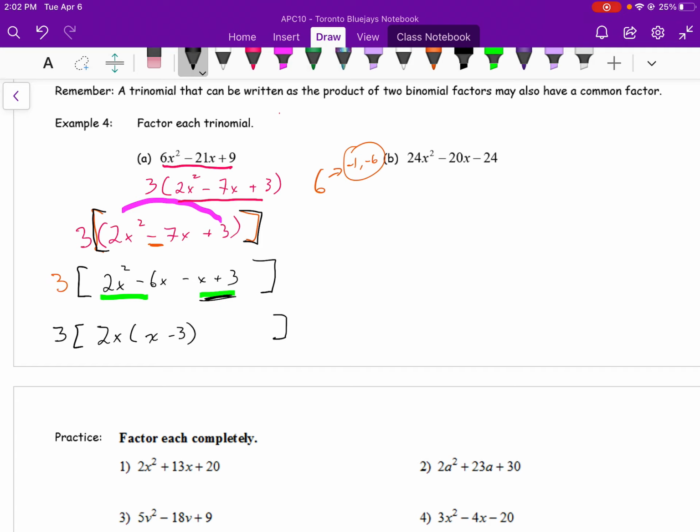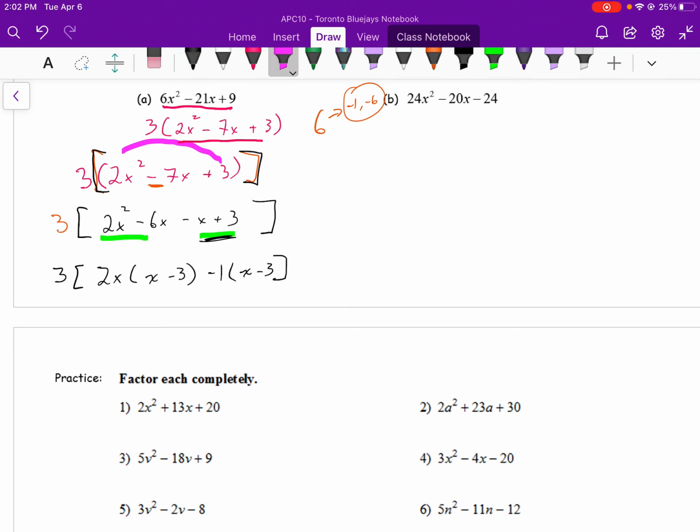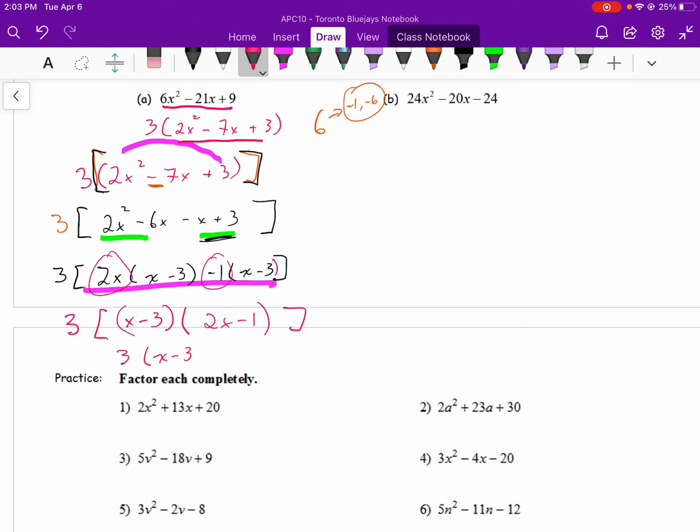What common factor exists in the second pair? Well, that's negative 1. Okay? So now I'm just trying to train my eye with what's going on inside the brackets. That 3 is a little bit distracting to me. So it's 3 times. Now, I notice that inside the round brackets is a common term of x minus 3. And the terms that are left outside of the brackets in the square brackets are going to be 2x minus 1. So factoring this completely is 3 times x minus 3 times 2x minus 1.